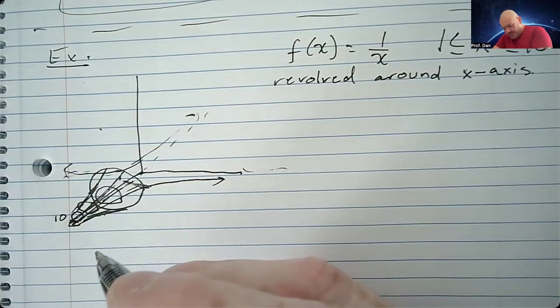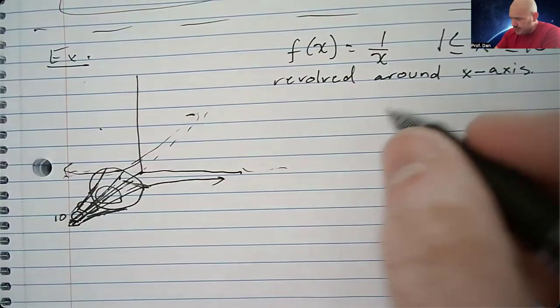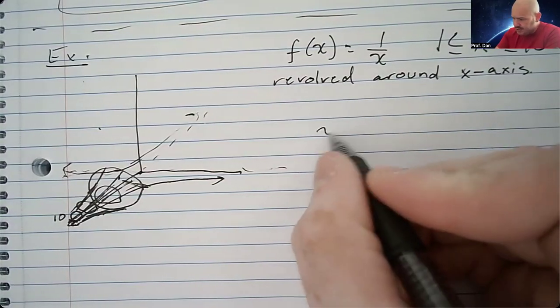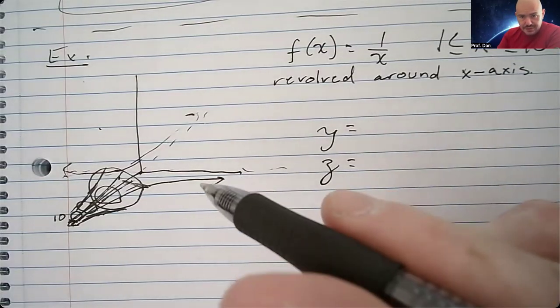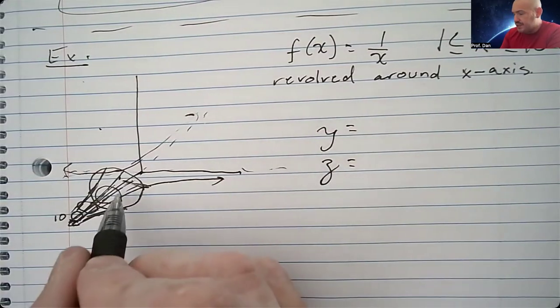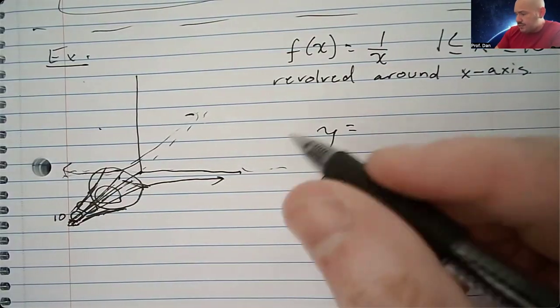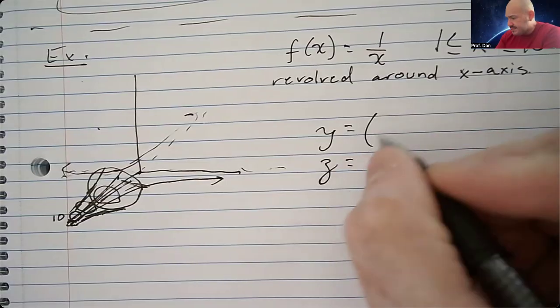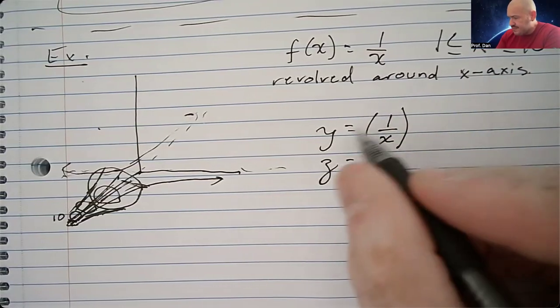Right, which means that our y and our z are basically going to be parametric equations that involve circles. The radius of the circle varies depending on what this y value was, right? So if the y value was 1 over x, then the radius of the circle would be 1 over x.